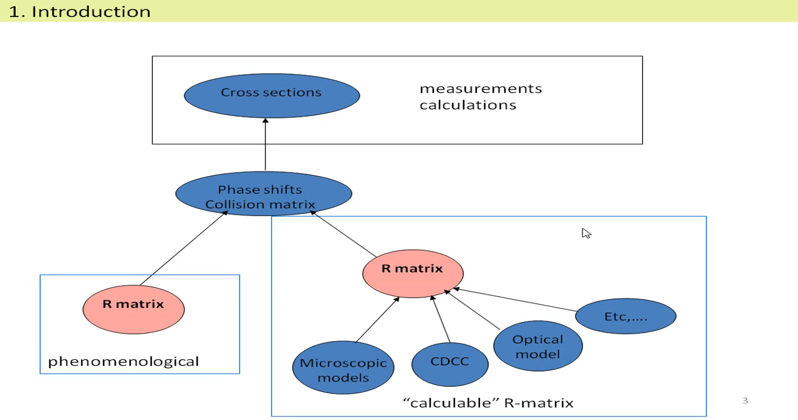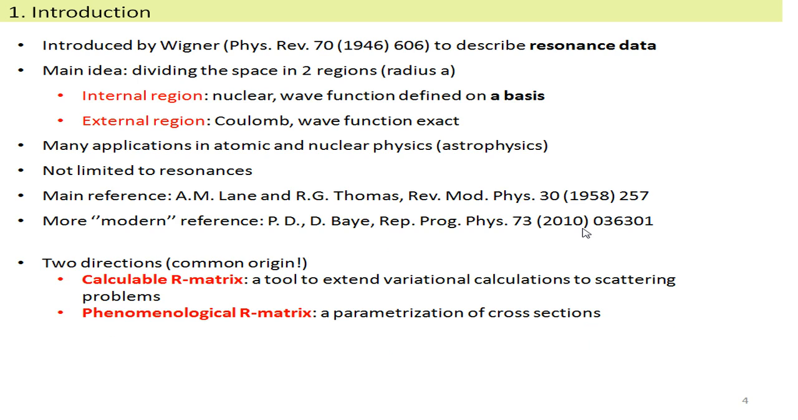And here in all these methods, you need something to compute the scattering matrix. And one possible tool is the R-matrix here. And these are the two variants, the phenomenological and the calculable R-matrix. So this R-matrix was in fact introduced a long time ago by Wigner in 1946. And at that time, the main goal was to describe resonant data. And in fact, now we know that this is not limited to resonances. You can describe also continuum processes with the R-matrix.